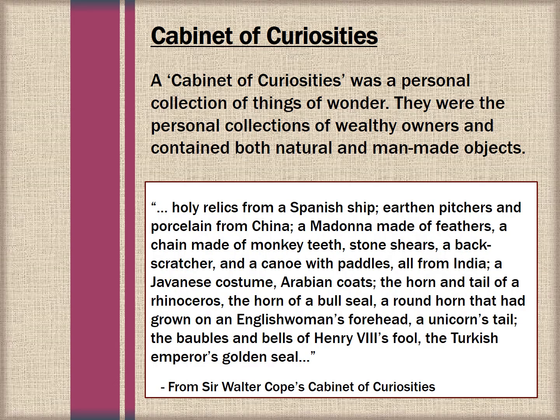Holy relics from a Spanish ship, earthen pitchers and porcelain from China, a Madonna made of feathers, a chain made of monkey teeth, stone shears, a back scratcher, and a canoe with paddles, all from India, a Javanese costume, Arabian coats, the horn and tail of a rhinoceros, the horn of a bull seal, a round horn that had grown on an Englishwoman's forehead, a unicorn's tail, the baubles and bells of Henry VIII's fool, the Turkish Emperor's golden seal, from Sir Walter Cope's Cabinet of Curiosities.